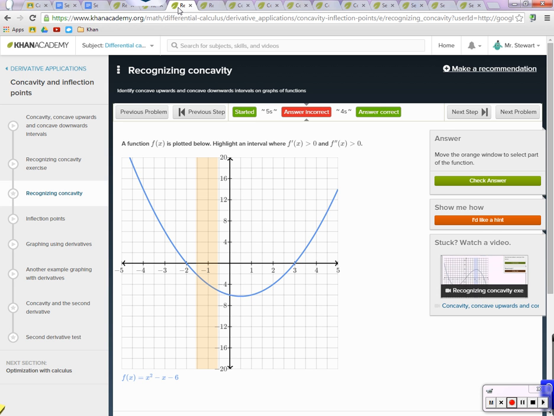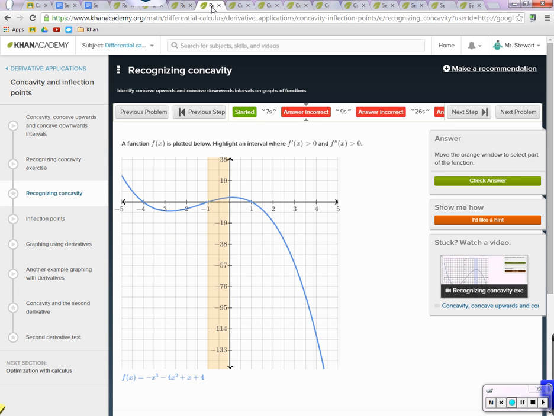Maybe. Okay, here we go. No. Very similar to the one we just looked at. Okay, now we have some different concavities, right? What kind of concavity? I like to start with concavity.